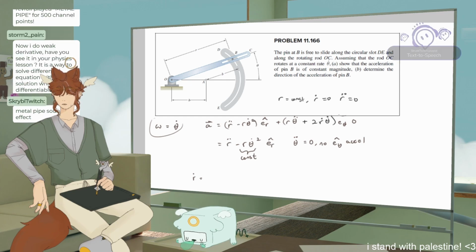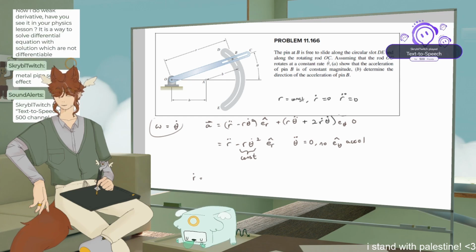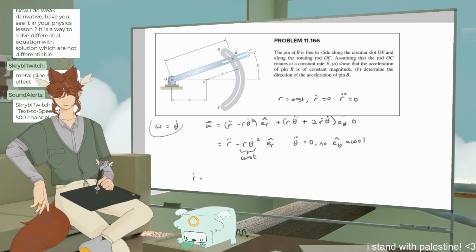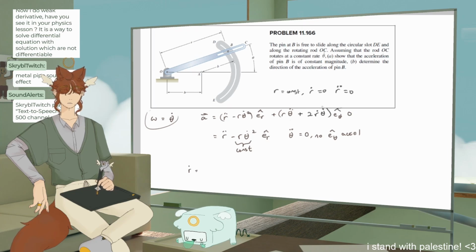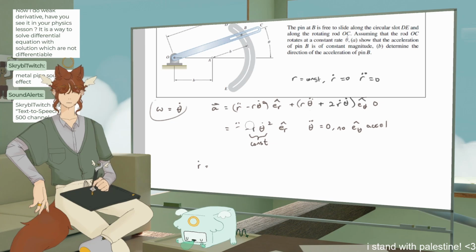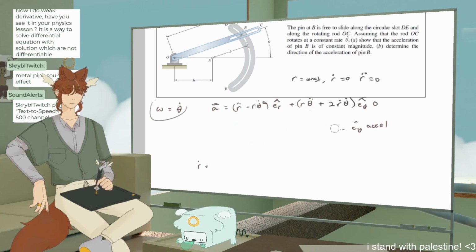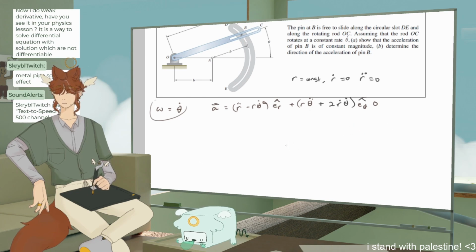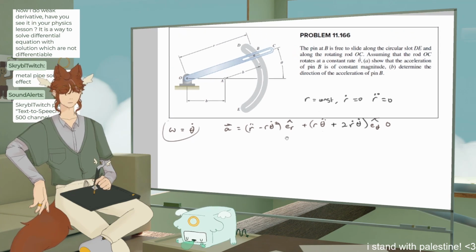Let's see. Metal pipe sound effect. Metal pipe sound effect. Now I do weak derivative. Weak derivative. It's a way to solve differential equations with solutions which are not differentiable. No, that sounds awesome. What is that? I'd love to hear about it. Weak derivatives. Is it for when you can't have solutions to a differential equation, or is it when they have cusps or something? That's what I remember from what a non-differentiable thing is.